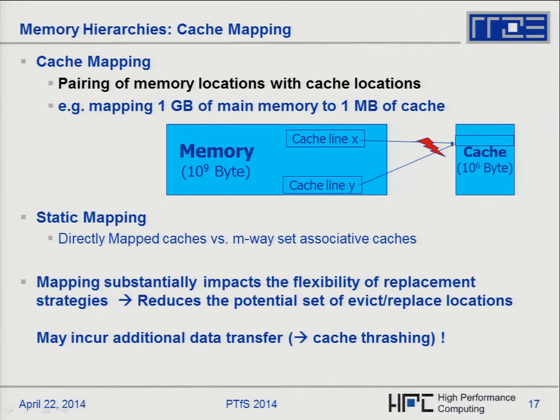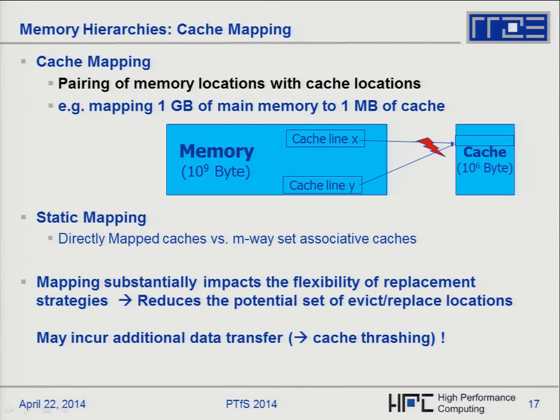And since this is such a large discrepancy in sizes, 3 orders of magnitude, there's bound to be some problem. Yeah? The cache is never big enough. Okay, so the easiest way, sorry, I should put it the other way.